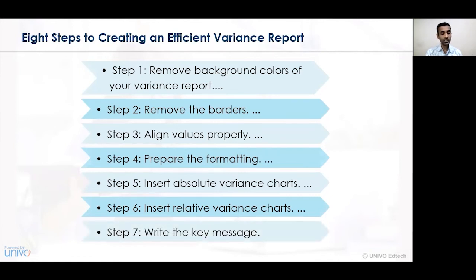The seventh step in creating an efficient variance report is writing the key message. A proper key message with an opening, a certain justification or clarification, and a proper closure message should be provided, which gives you an understanding of what the report is all about, what the various components of the report are, and how the report can come to a conclusion in terms of identifying the performance of the business organization.